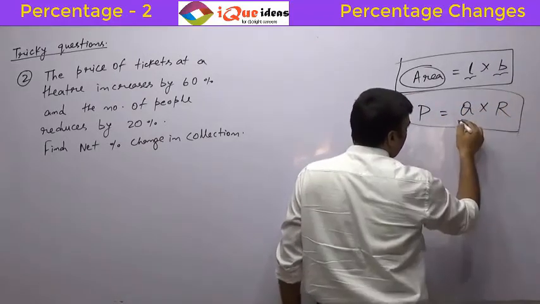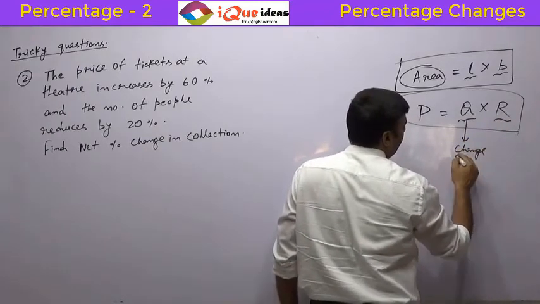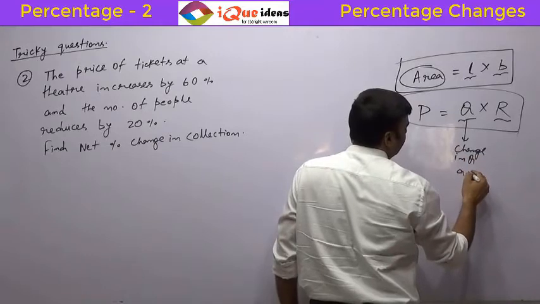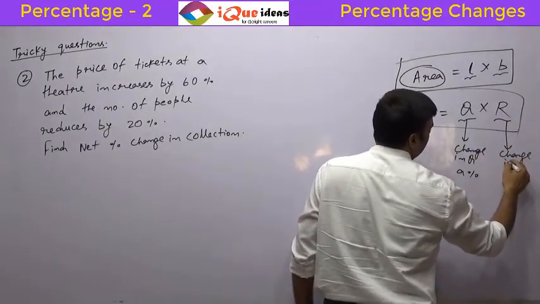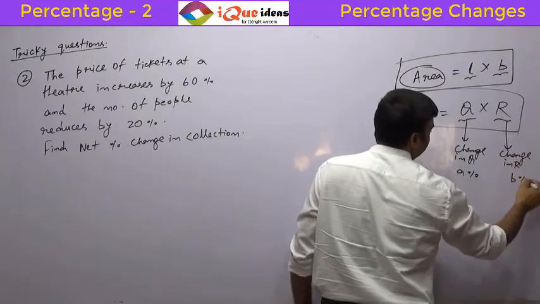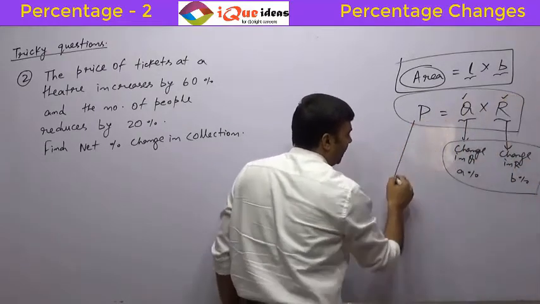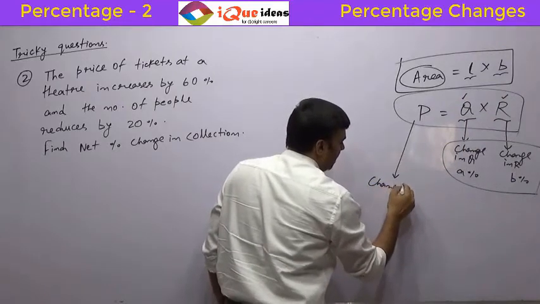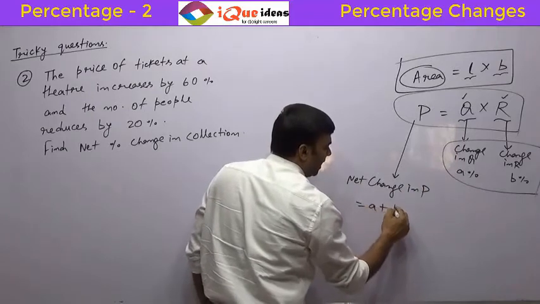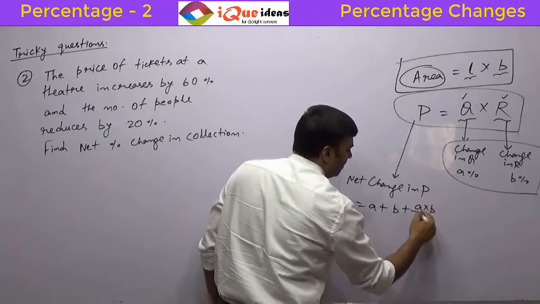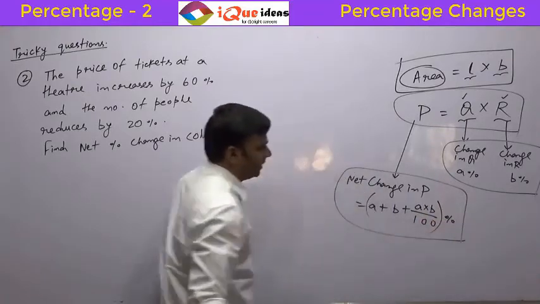So if there are two quantities Q and R, if you know the change in Q as A%, and if you know the change in R as B%, if you know these changes, then the net change in P can be directly calculated as A plus B plus A into B by 100, this much percentage, right? So this is one very interesting thing.